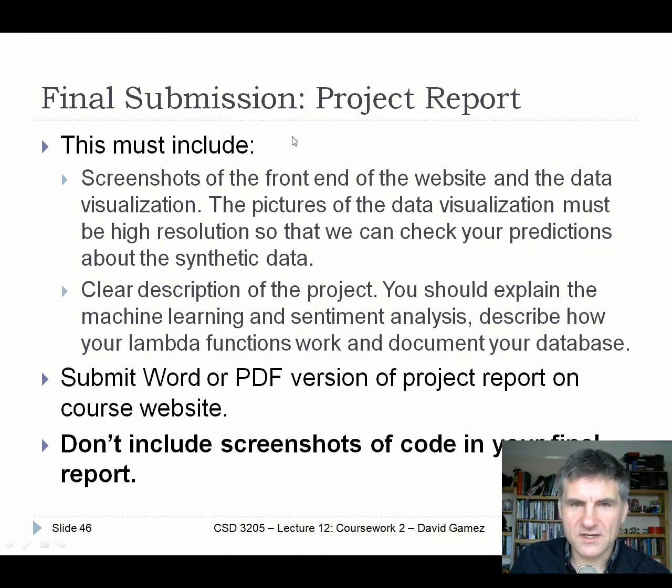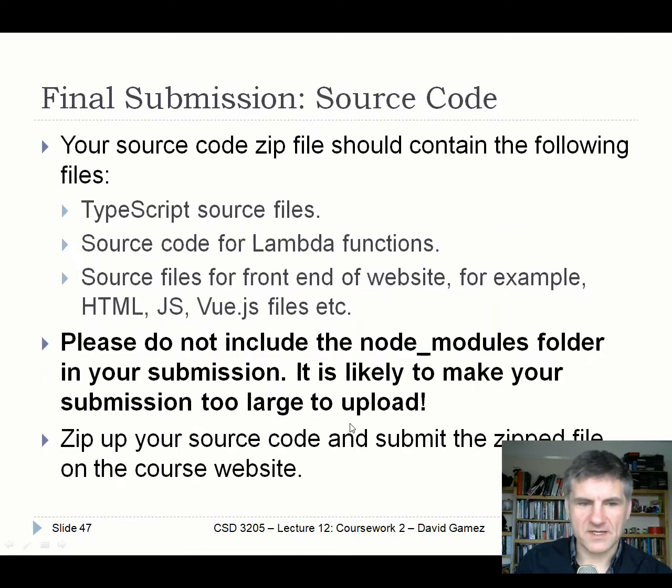So put all this into your report and submit it on the course website. Now the source code for your website is probably going to include the following. You're going to have TypeScript source files for the download and upload of the data. You're going to have source code for Lambda functions, the functions running in the cloud, and you're going to have source files for the front end of your website. You know, the static stuff, the JavaScript, HTML, CSS, and all that.